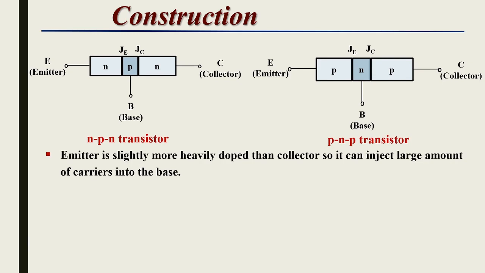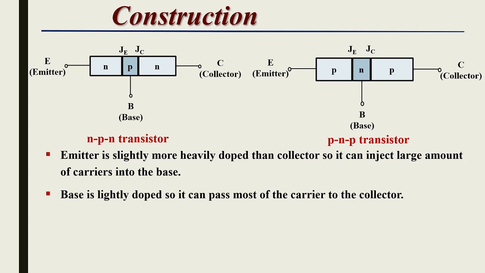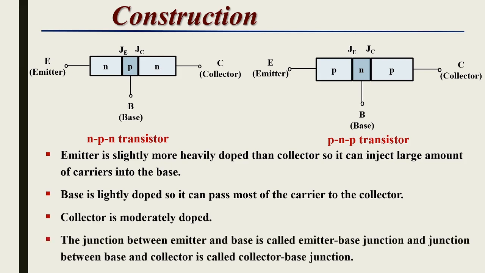The emitter is more heavily doped than the collector, so it can inject a larger amount of carriers into the base. The base is lightly doped, so it can pass most of the carriers to the collector, and the collector is moderately doped. The junction between emitter and base is called the emitter-base junction, and the junction between base and collector is called the collector-base junction.